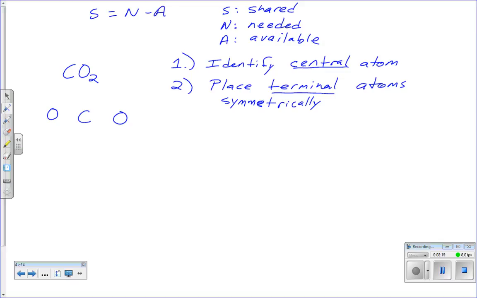So place the terminal atoms symmetrically around the central atom. Another way you can identify a central atom is, typically it's the one with the lowest electronegativity. Carbon has a lower electronegativity than oxygen. Hydrogen can never, ever be a central atom because hydrogen can only make 1 bond. Oxygen usually isn't the central atom either. I mentioned hydrogen can only make 1 bond.